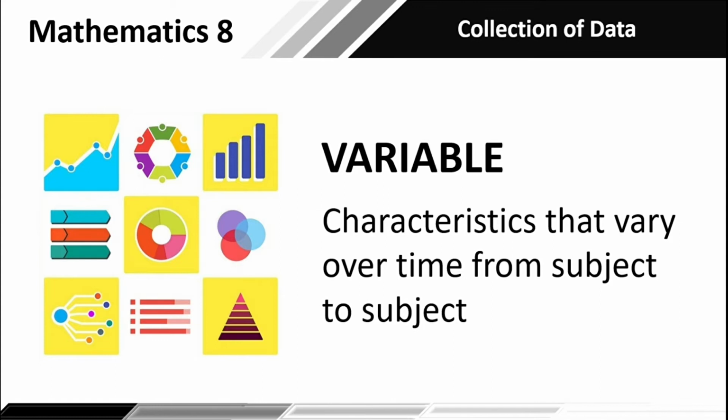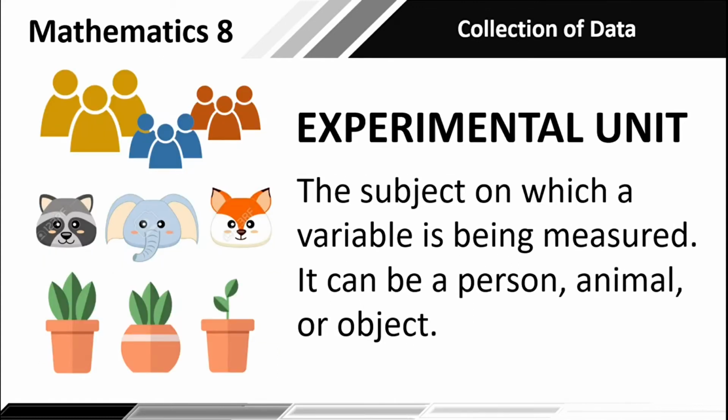Our variable depends on what we call the experimental unit. An experimental unit is the subject on which a variable is being measured. It can be a person, animal, or object. In other words, the experimental unit is the subject per se.